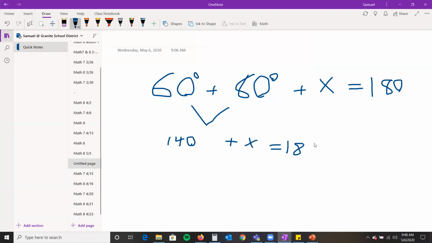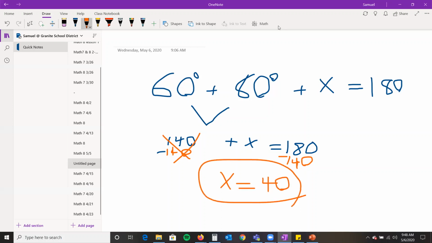Then to solve for the missing value that I want, I'm going to do the opposite, right? Inverse operations. The opposite of adding 140 to x would be subtracting 140 from both sides. If I do that, this goes away. 140 minus 140 is 0. And now we have x is equal to 40. So what's my missing angle? It's 40 degrees.